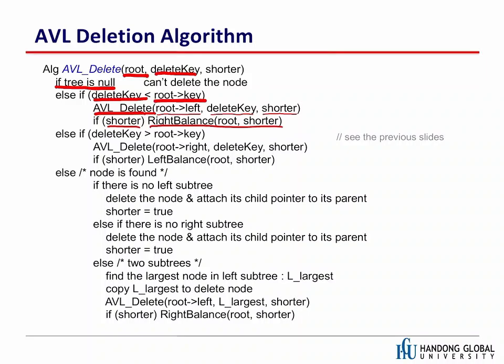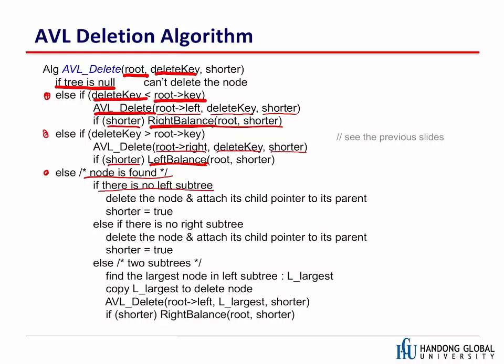Else if the delete key is larger than the root key, so this one and this one are symmetric to each other, we pass the right pointer with the same key and the same variable, and if it is shorter, then we should call left balance. So we have right balance and left balance, so it's symmetric. And else means the node is found. Then we check a couple of different cases.